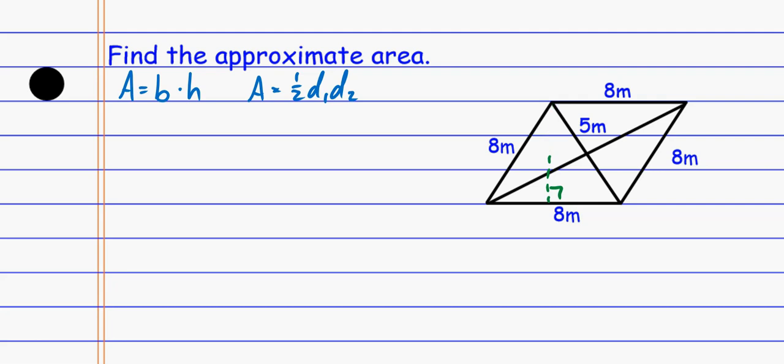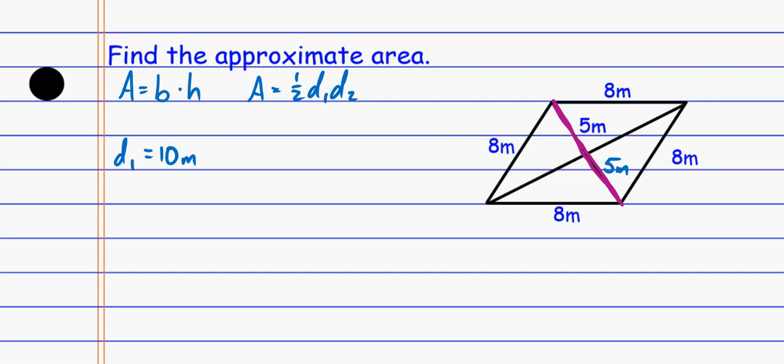It's really hard to find the height on this thing, but finding the diagonals, because it's a parallelogram, the diagonals bisect each other. So this piece is 5, this piece down here is also 5. I already have one of these diagonals. So this diagonal right here, well, that's going to be 10 units. So I'm going to call that diagonal 1. It's 10. Now I need to find the other diagonal.